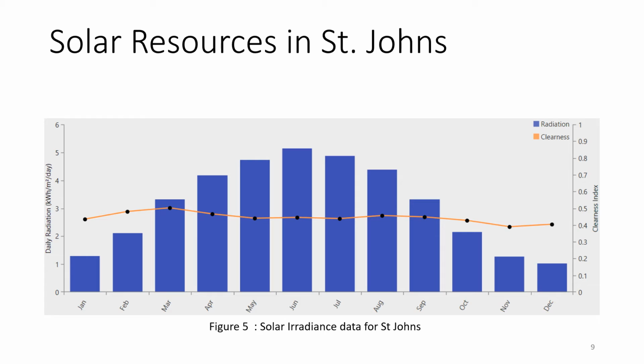For the selected site, the clearness index is between 0.39 to 0.49 with an average of 0.44 and solar insolation varying between 1.28 kilowatt-hour per meter square per day to 5.14 kilowatt-hour per meter square per day, with an average of 3.15 kilowatt-hour per meter square per day. The figure illustrates the solar radiation and clearness index for the selected site in St. John's, Newfoundland, Canada.